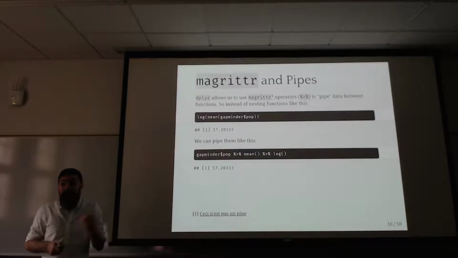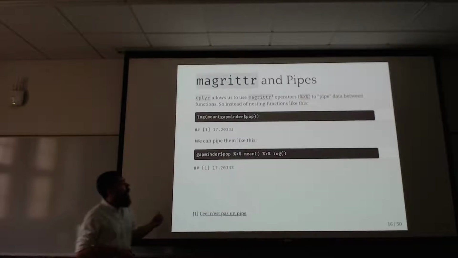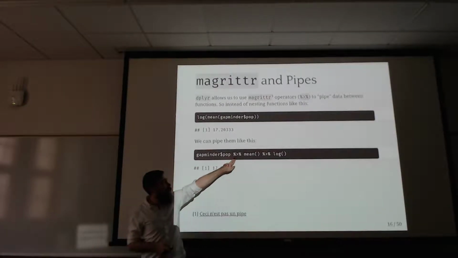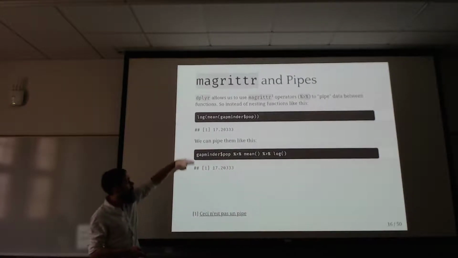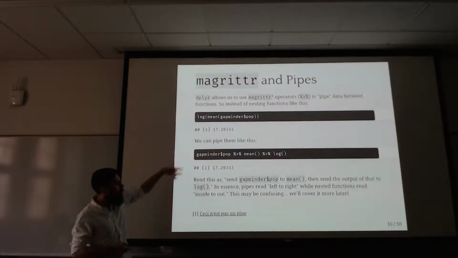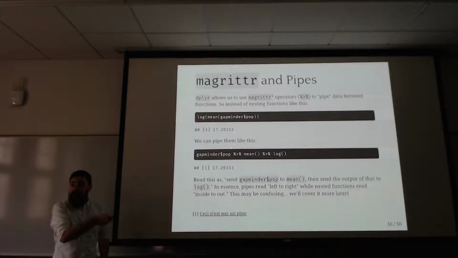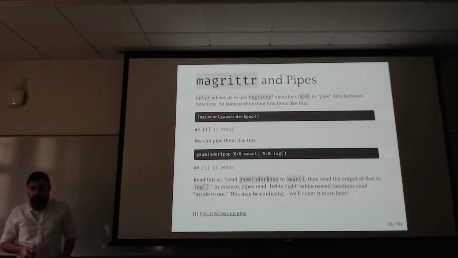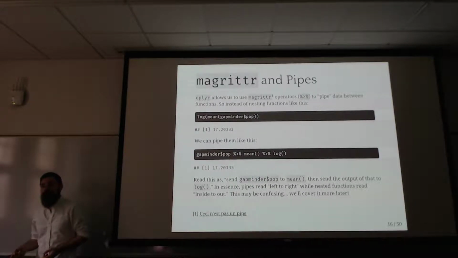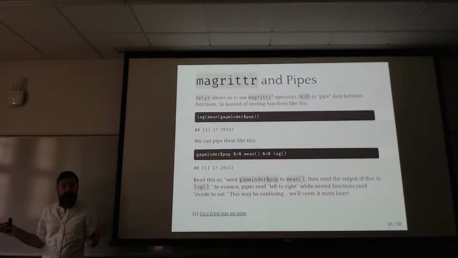If we want to instead pipe this around, we can do it like this once dplyr is loaded. I could say gapminder pop, this pipe operator, mean, this pipe operator, log. You'll notice I get the exact same value. So the way to read this is, let's take gapminder population, let's send it to the mean function, then send the output of the mean function into the log function. Pipes read left to right, so it allows you to chain functions together, an infinitely long chain of functions.